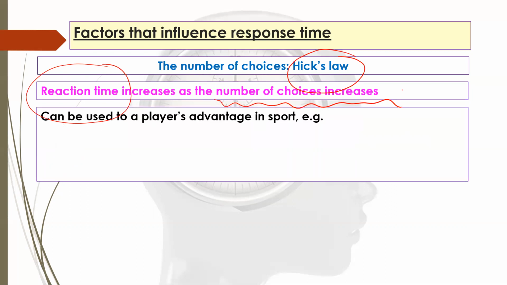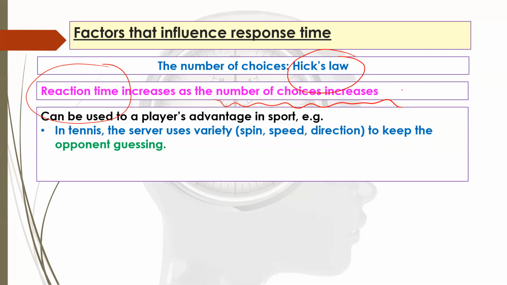So this can be manipulated and used to a player's advantage. So, for example, in tennis, if the server is able to use a great deal of variety on their serve, so it's not just getting the ball in, so at a higher level, they can adjust the spin, they can change the speed, they can vary the direction, amongst other things in terms of the serve. That's going to keep the opponent guessing. And if they're guessing, they've got more choices. And if there's more choices, it's going to mean that their reaction time has increased. So it's a slower response.